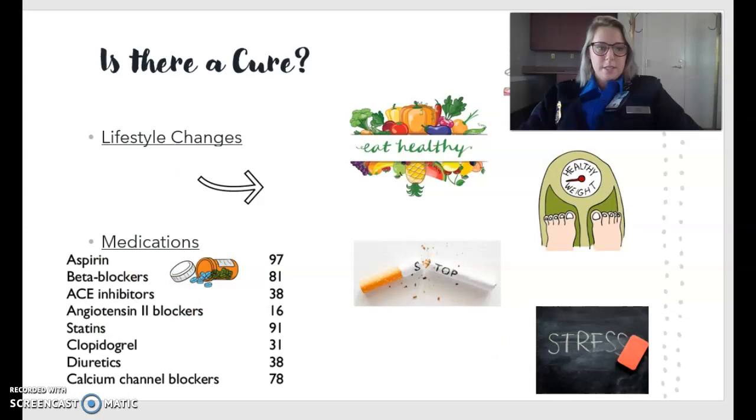Is there a cure for this disease? Unfortunately, there is not a cure for this disease. However, anyone suffering from this disease will have a few options for treatment.